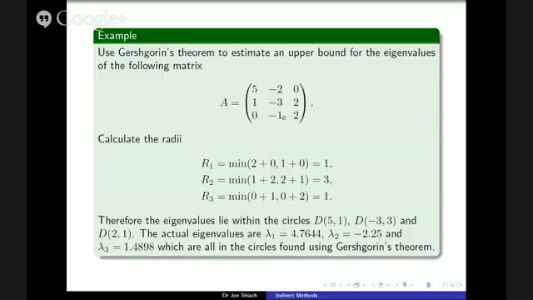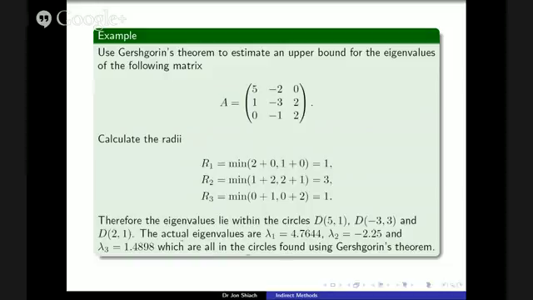For R2, I take the second diagonal element, which is minus 3. The row sum will be 1 plus 2. The column sum will be 2 plus 1. Same thing. So I have 3. And the third one, the diagonal element is 2. The row sum will be 0 plus 1, and the column sum will be 0 plus 2, and therefore I have 1. So those are my 3 radii of those circles. For the first circle, I'm going to have centered at 5 with a radius of 1. The second circle is going to be centered at minus 3 with a radius of 3, and the third circle is going to be centered at 2 with a radius of 1.